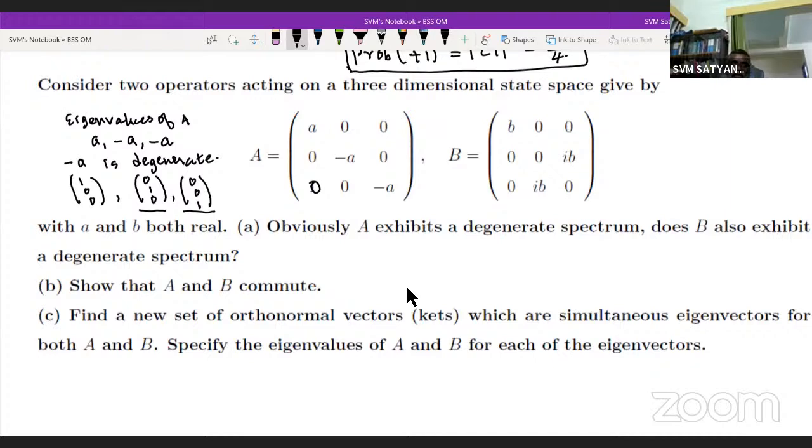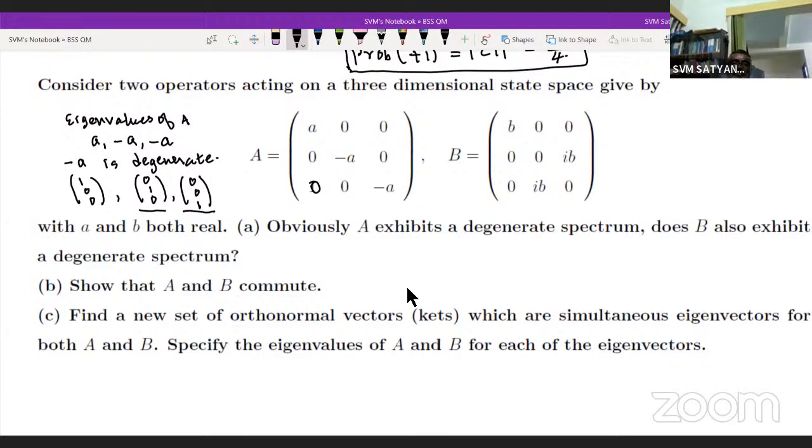Okay. Now, the first thing is, obviously A exhibits a degenerate spectrum, and that is what we have seen, minus A, minus A. Does B also exhibit a degenerate spectrum? How do you verify that? We have to find out the eigenvalues of this.